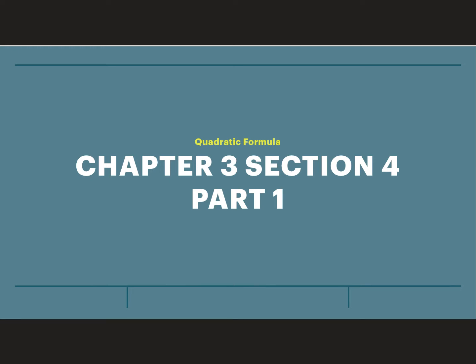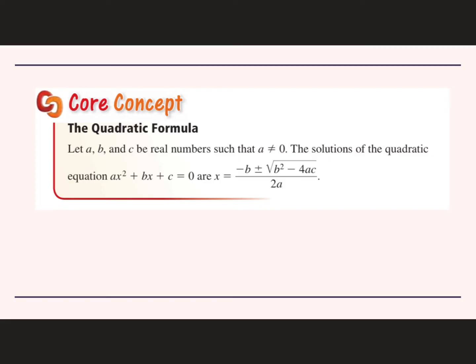3.4 notes are all about the quadratic formula. So the quadratic formula is a formula that we can use whenever something doesn't factor. This is how we can get our solution. We can actually use the quadratic formula for anything, but obviously if it does factor, we would want to just factor it because that would be the easiest option. But if it doesn't factor, we can use the quadratic formula.